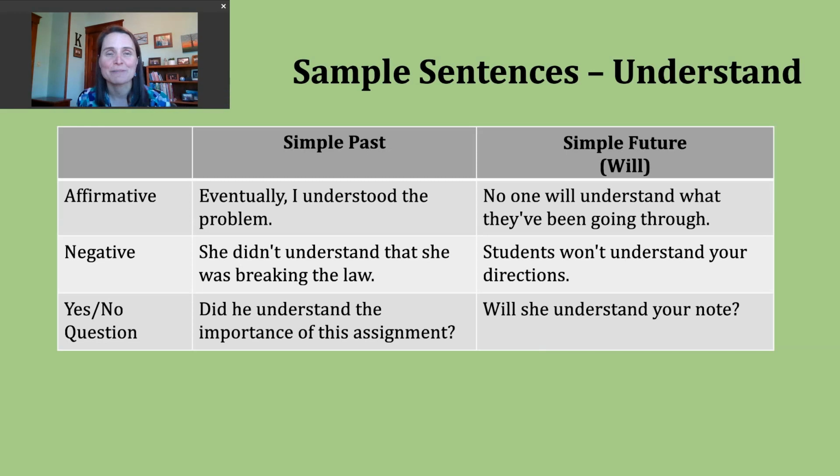This is another verb tense where our pattern stays the same no matter what our subject is. Okay? So we will begin our affirmative sentences with the subject. We'll use will and then the base verb. Let's take a look at an example. No one will understand what they've been going through.